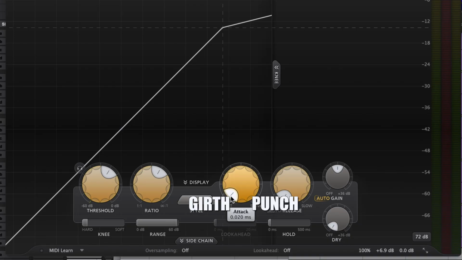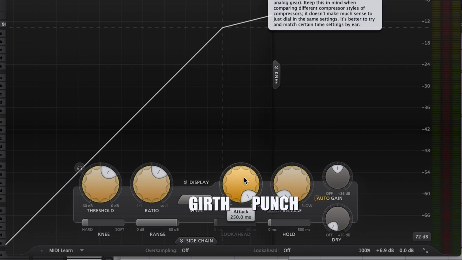The more I am to the fast side of my attack settings, the more girth I'm going to give a sound source, because I'm going to be shaving off its transient peak. If I go to the slower side, I'm letting that mountaintop through. So it's going to feel punchier and spikier because of that transient peak punching through.